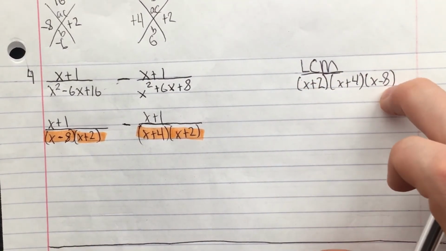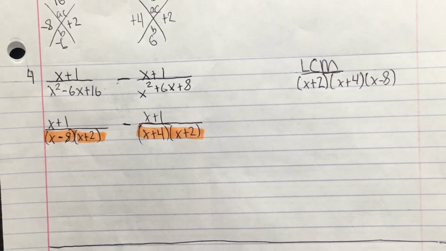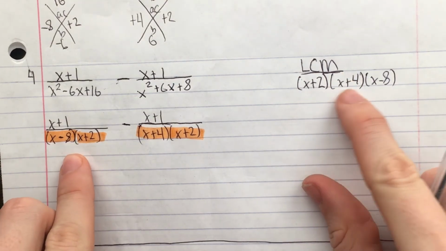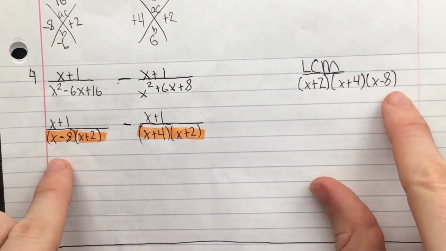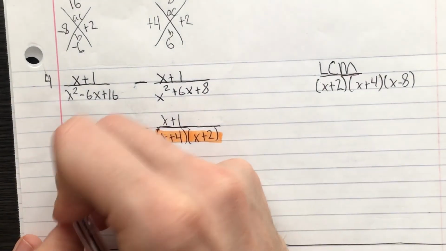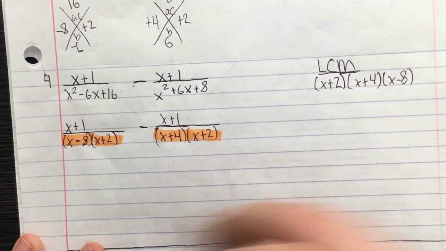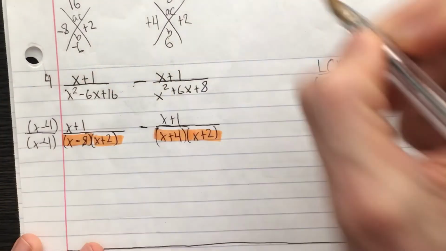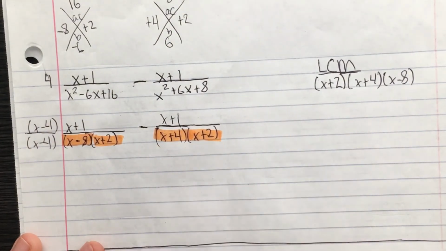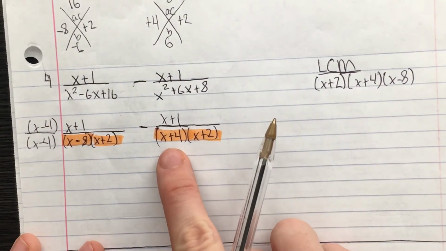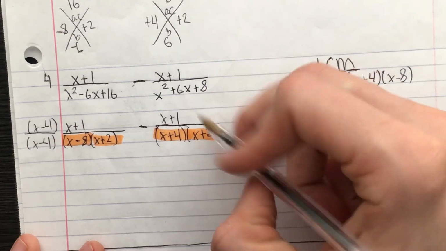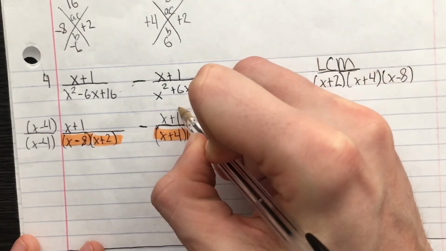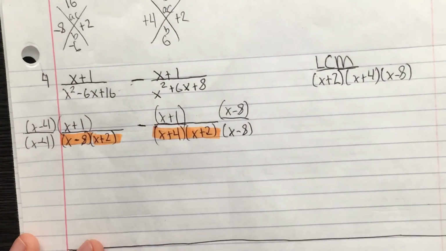For me to add these fractions together, I need to get them to a common denominator. I'm going to look at this first fraction and ask what is missing to get to this LCM. I've got the x plus 2, I've got the x minus 8, so I need to multiply by the x minus 4. So I'm going to multiply by x minus 4 over x minus 4. Over here, same thought process. You ask yourself what you are missing. I've got the x plus 4, I've got the x plus 2. I need the x minus 8 up top and down low. We're going to have to FOIL these things out.